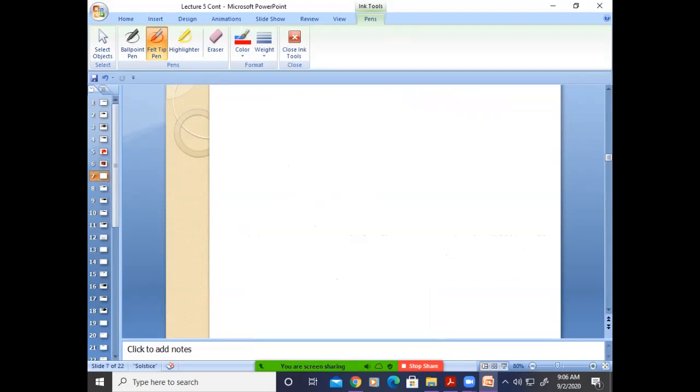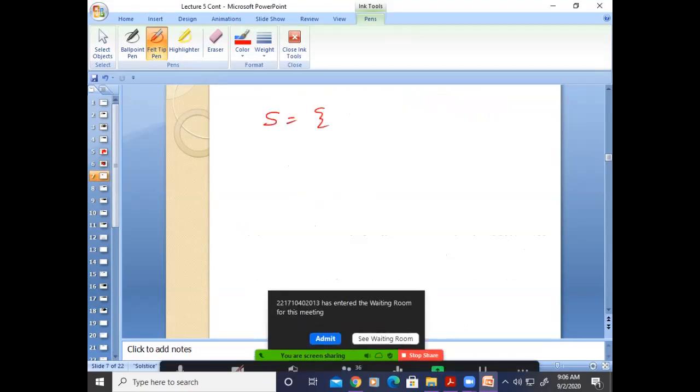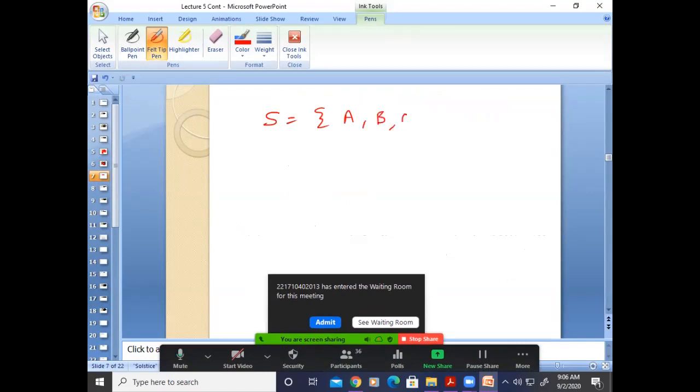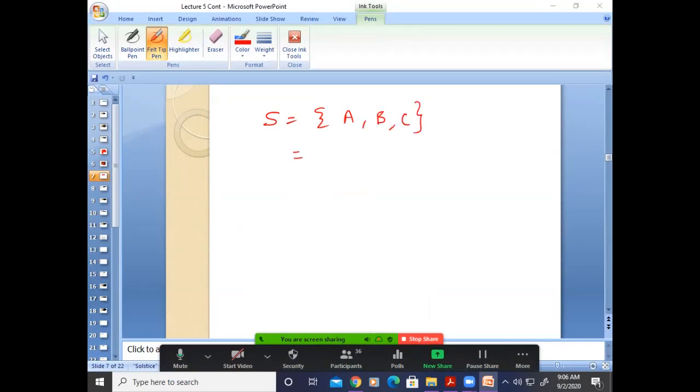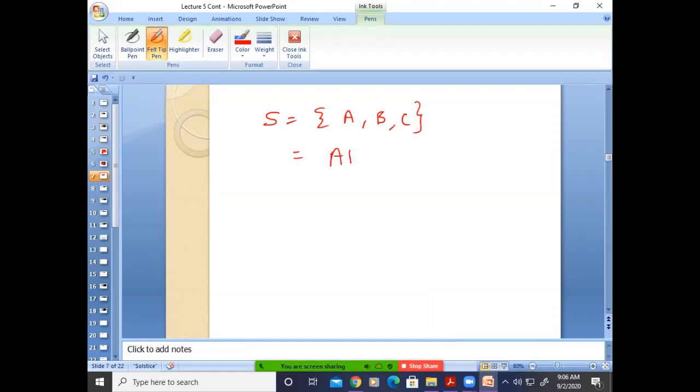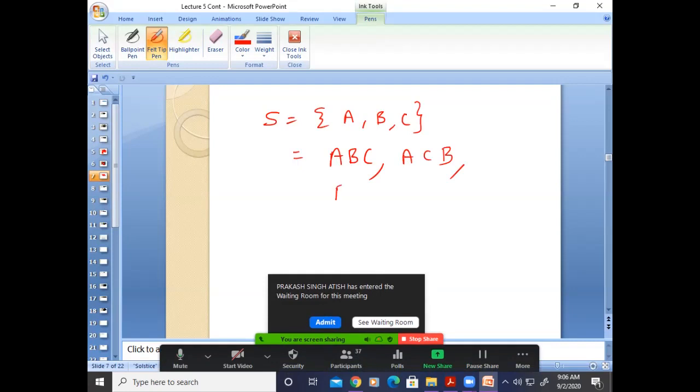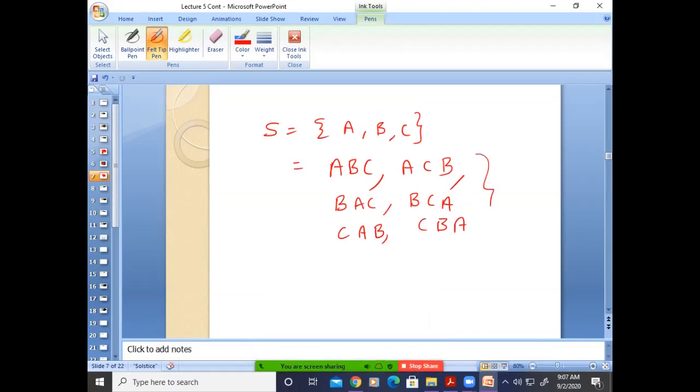That is something like this. If a finite set of elements is A, B, C, then we can write A B C as one set. Then A C B is another. Then B A C or B C A. Similarly, C A B or C B A. So this is a total of 6 combinations or 6 sets.